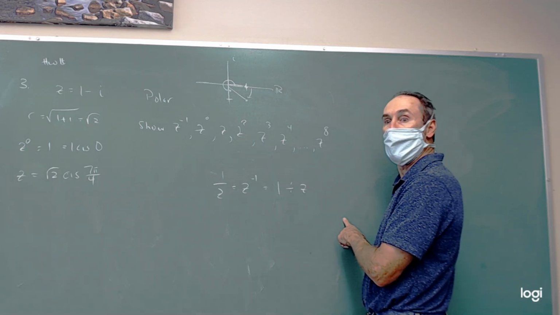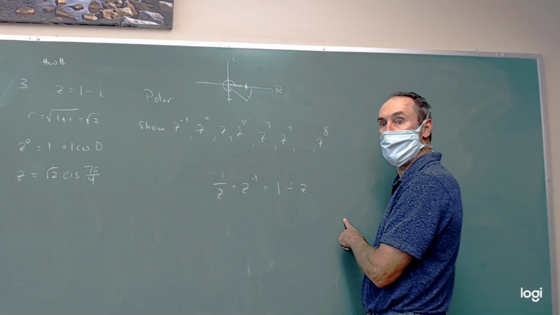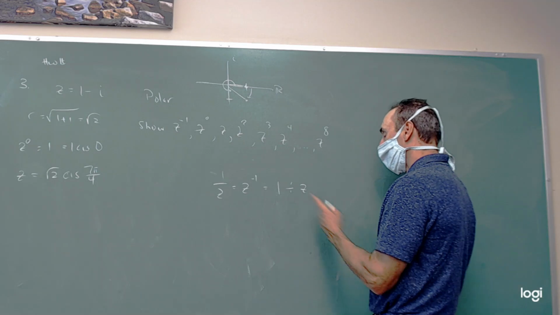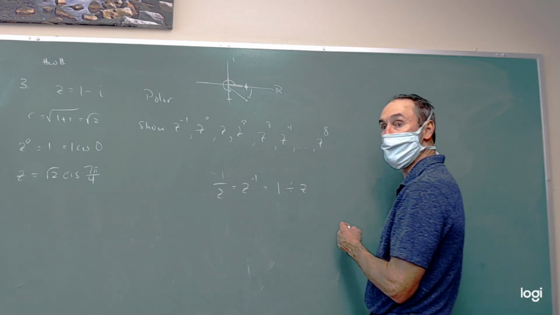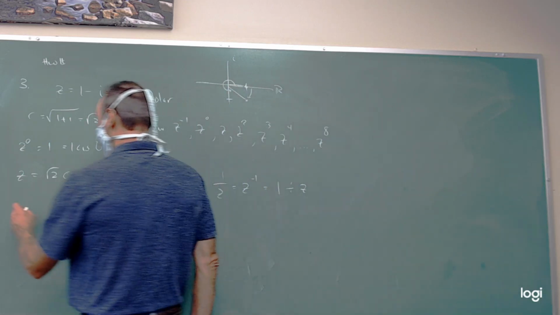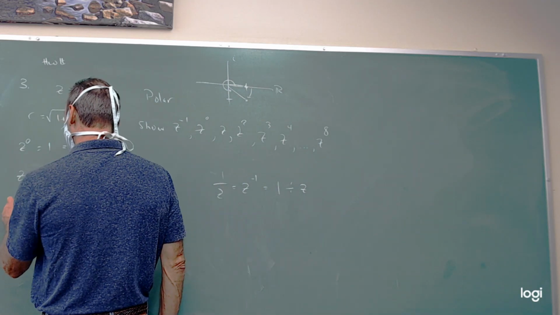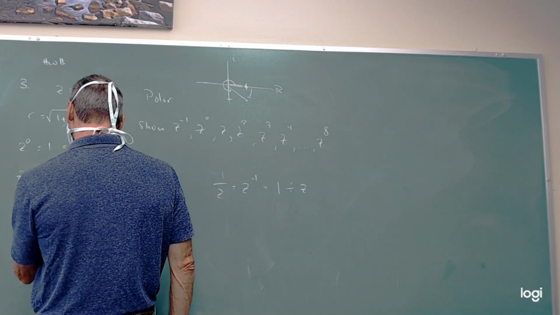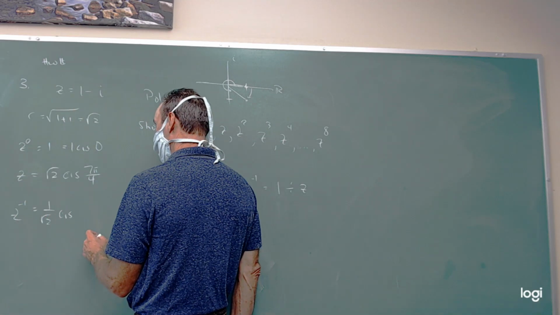Yeah, mostly my problem was graphing. Oh, graphing. Okay, okay. Well, let me get, do you know what these are? Did you get those correct? I did 1 over square root of 2 cis pi over 4. Okay, hold on a second. So z to the negative 1 is 1 over square root of 2 cis pi over 4.